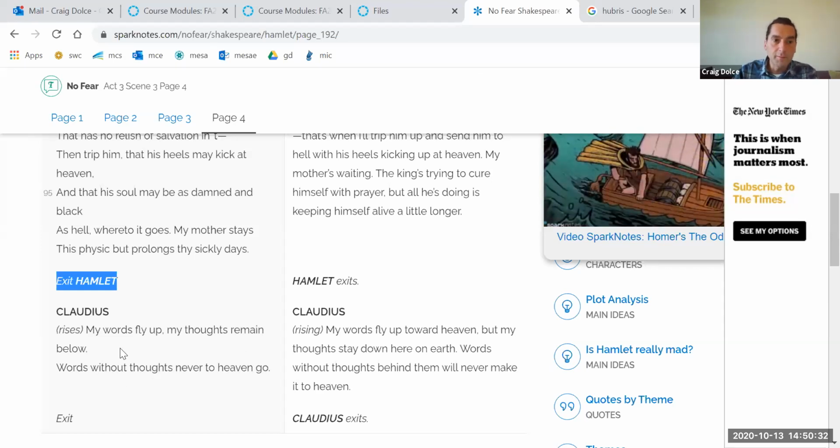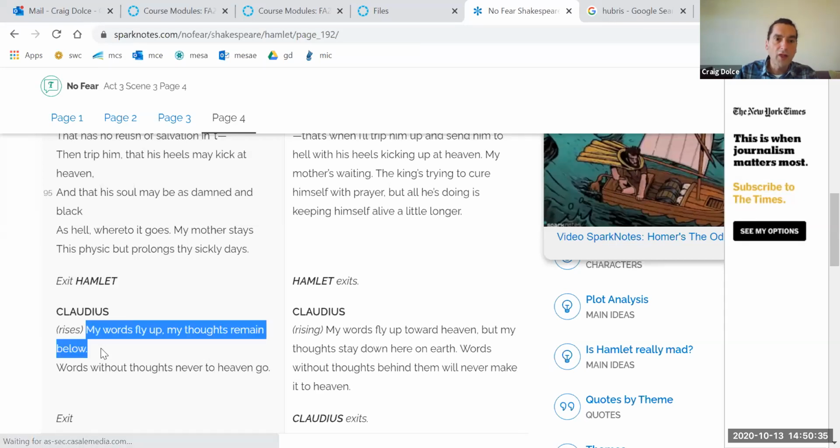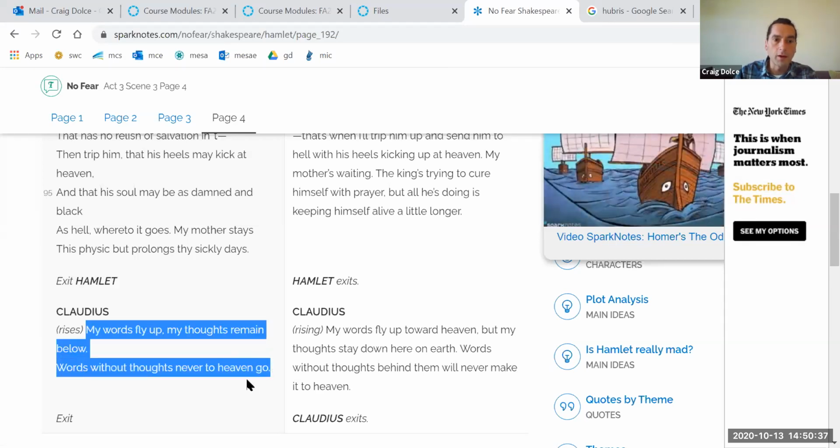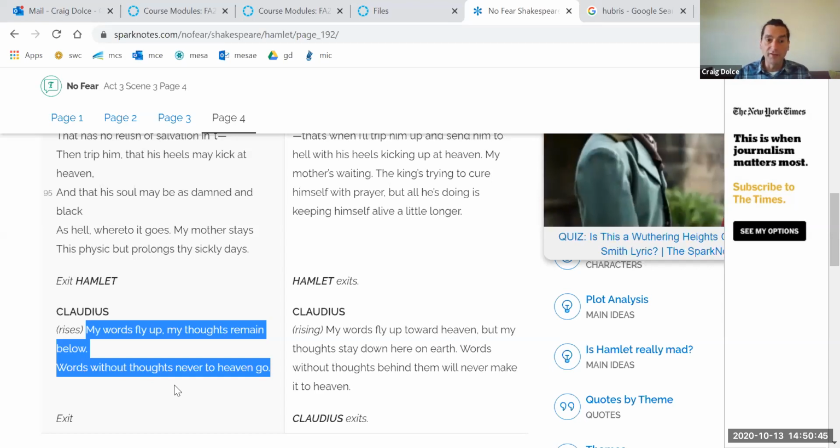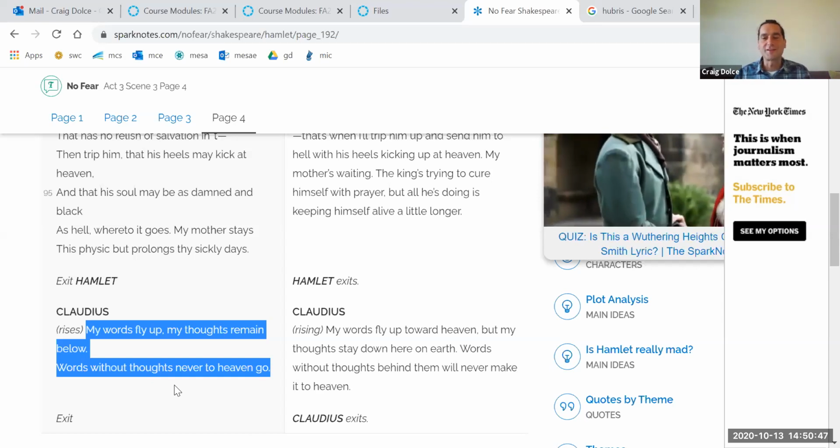Now, look at this line by Claudius here. My words fly up, my thoughts remain below. Words without thoughts never to heaven go. He's letting us know again that he's not sorry. He's not going to be forgiven, and he will not eventually go to heaven. But he says it with rhyme, right?